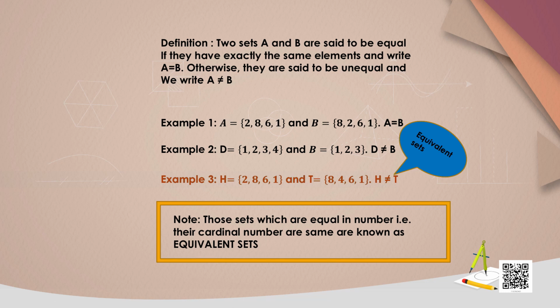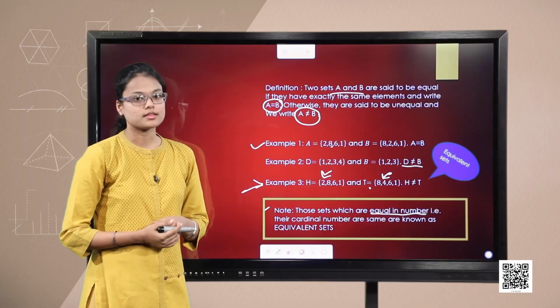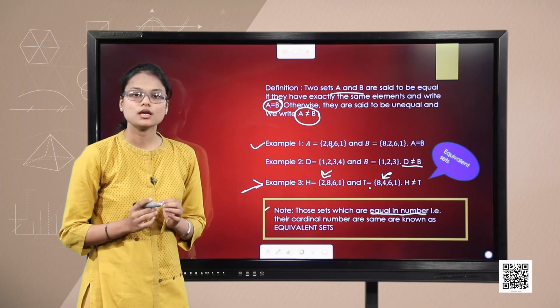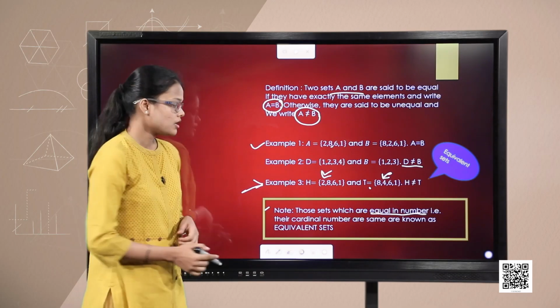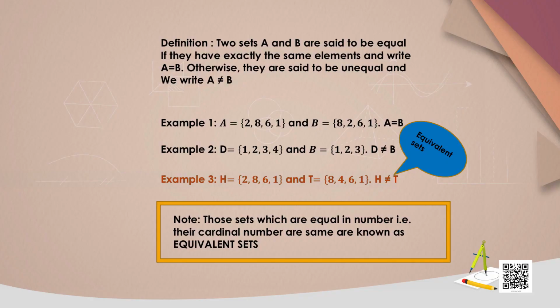Students, you may observe when the two sets are equal in number, then the sets are said to be equivalent sets. So, from the 3 we can notice that example number 3 is representing equivalent sets.